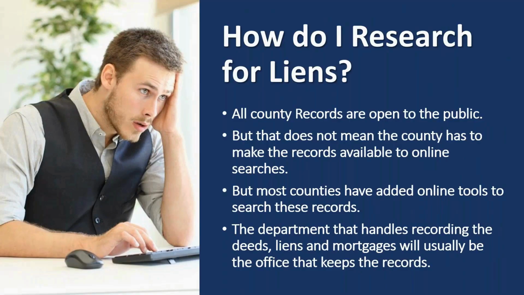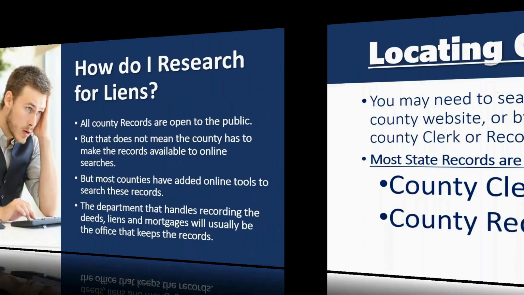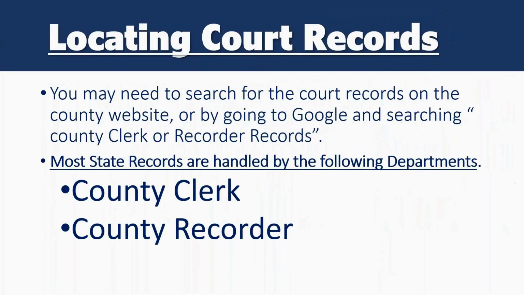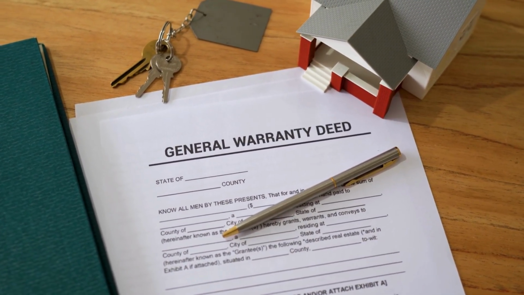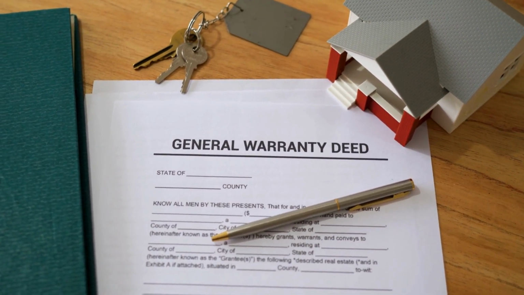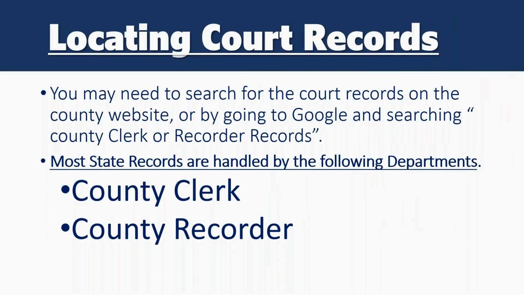Yeah, it's usually the department that handles the recording of the deeds, liens, and mortgages that is usually the office that keeps the records as well. So what we're usually looking for is the county clerk or the county recorder in most cases. If we can pull up a property deed and see that the property sold in the past, it's usually that same department that we get the deed through, where we're going to look for other liens that could exist against the property. So that's usually going to be with the county clerk or the recorder.